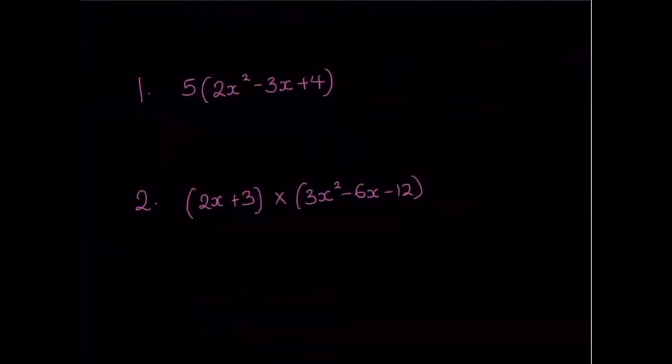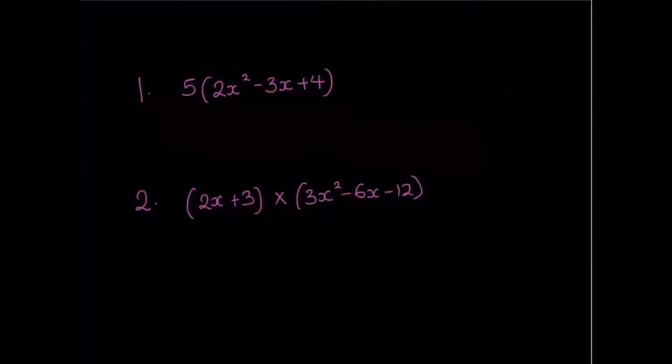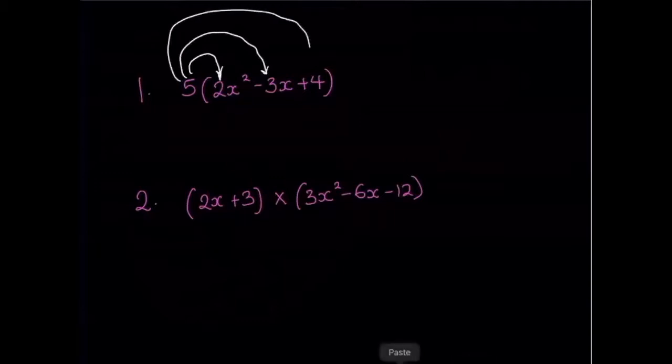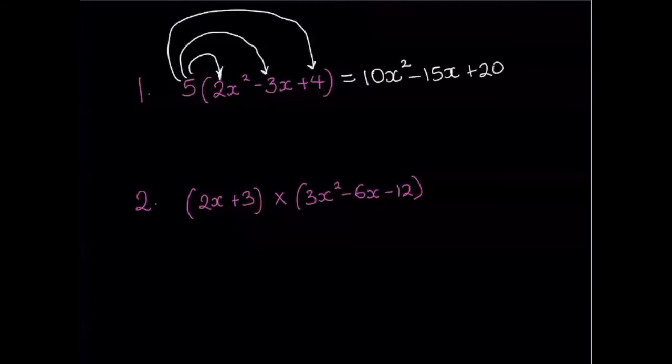So let's say you had an example here. So the first one is going to be a constant multiplying a polynomial. In that case, you have to multiply each of these by 5. So then I would end up with 5 times 2 is 10. So I'd have 10x squared. 5 times minus 3 is minus 15. So I'd have minus 15x. And 5 times 4 is 20. So I'd have plus 20. So that's how you're going to multiply a polynomial by a constant.